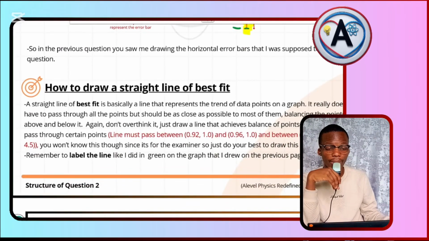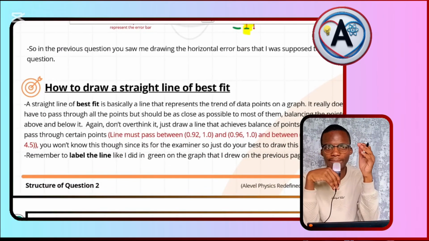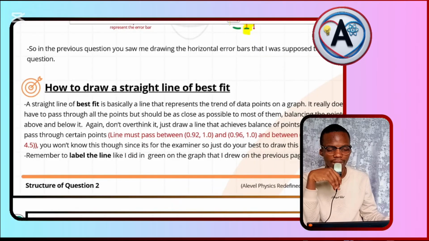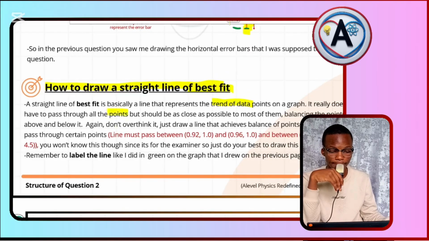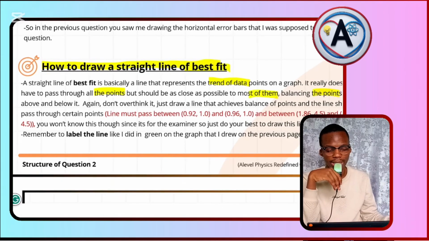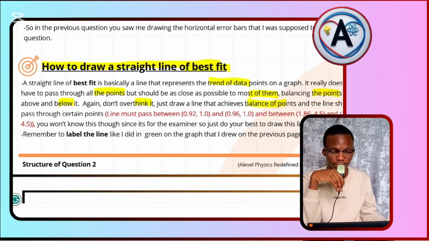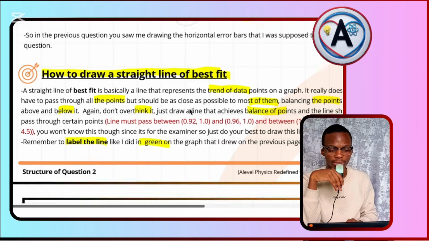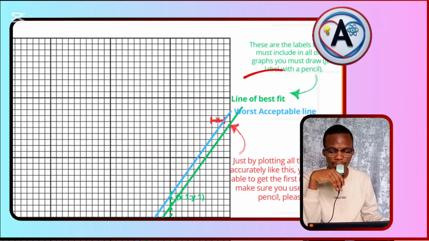After understanding how error bars are plotted, you have your points plotted and your error bars present. What's left is drawing a straight line of best fit. A straight line of best fit is a line that represents the trend of data points. It does not have to pass through all the points, but should be as close as possible to most of them, balancing the points above and below it. Again, don't overthink it, just draw a straight line that achieves the balance of points, and the line should pass through certain points. Remember to label this line like I did in green on the graph. So I drew it here and I labeled it over here.